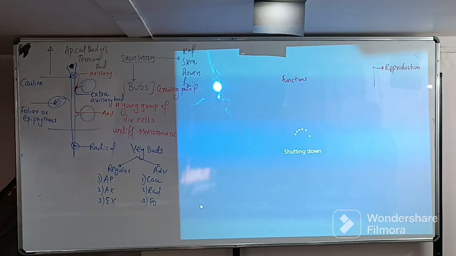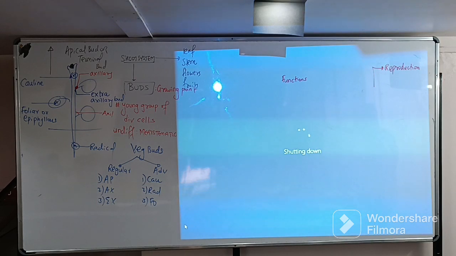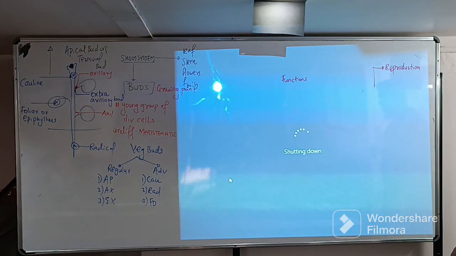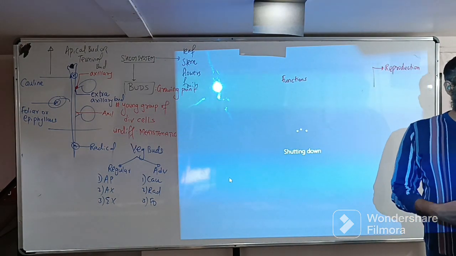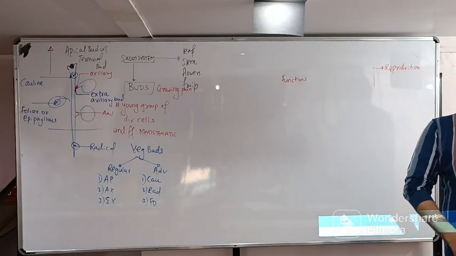What are the standard positions? Apical, axillary, and extra-axillary. And what are the adventitious buds? They can be cauline or they can be radical buds. Okay?